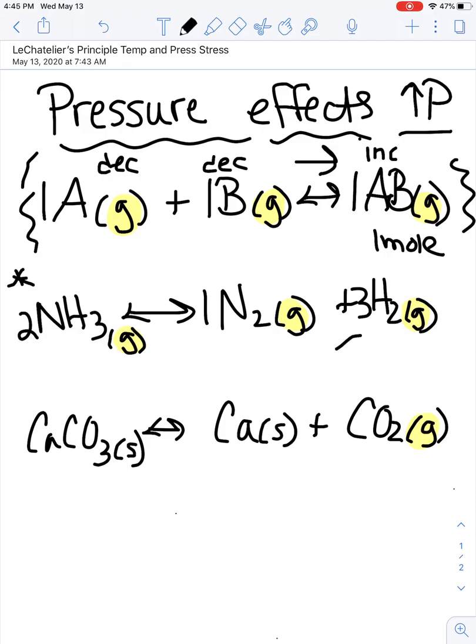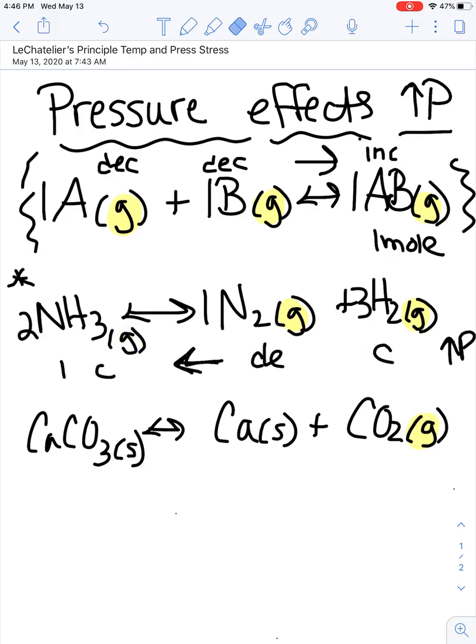Okay, so if I look at this system, I have 4 moles on this side, and on this side I have 2 moles. So if I increase pressure, again, it's going to shift away from the side with the most number of molecules, so it's going to shift reverse. So what's going to happen is my reactants are going to increase in concentration, and these 2 guys are going to decrease. So remember, whatever the arrow points to increases, away from decreases.